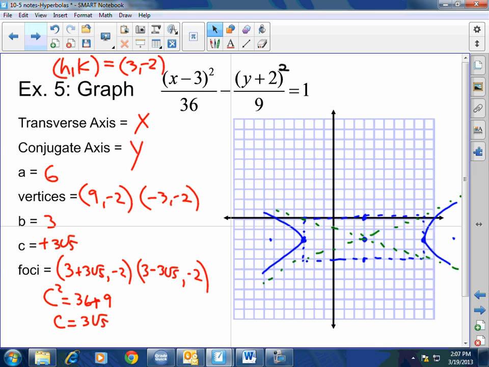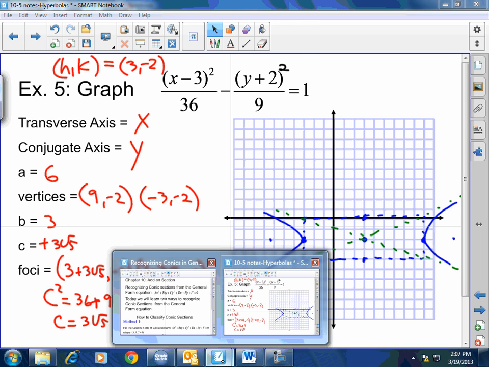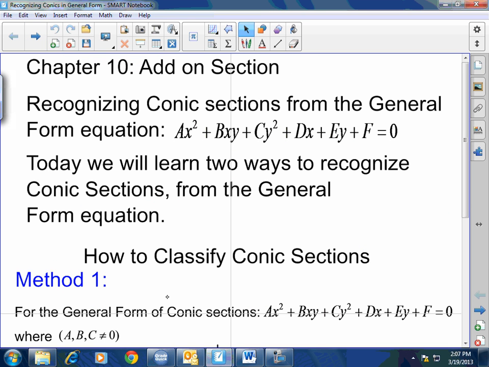Does that make sense, guys? You with me? I promise. Okay? Awesome. Now, let's move on. I am sorry, but we got to move on today. All right. Chapter 10 add-on, guys. I had an add-on section because this wasn't in your book. I don't know why it wouldn't be in your book, but it's very simple, okay?